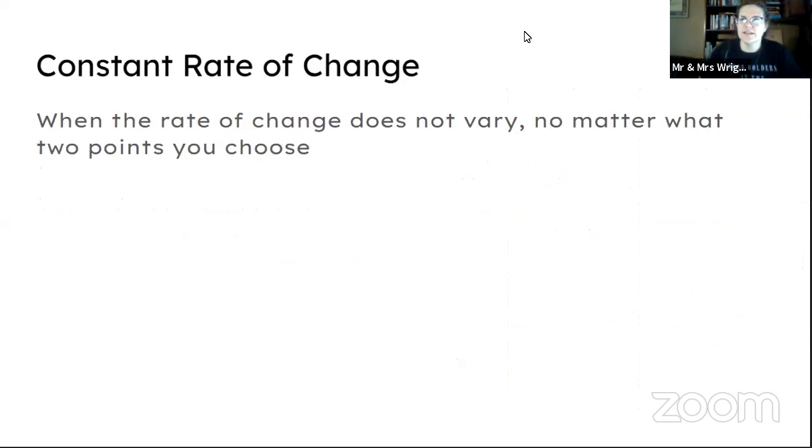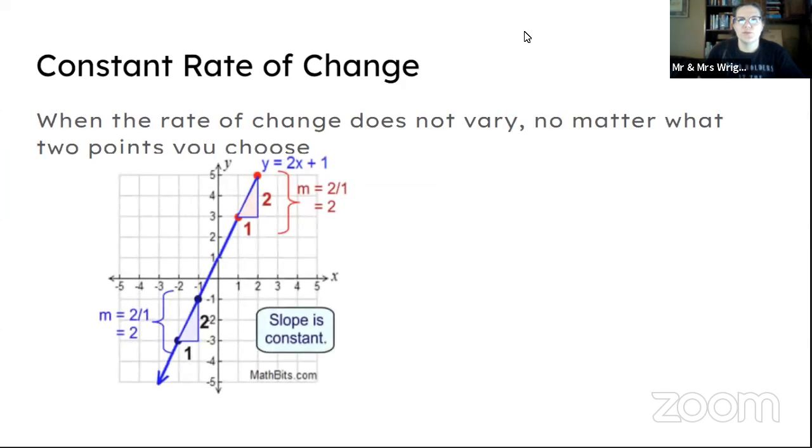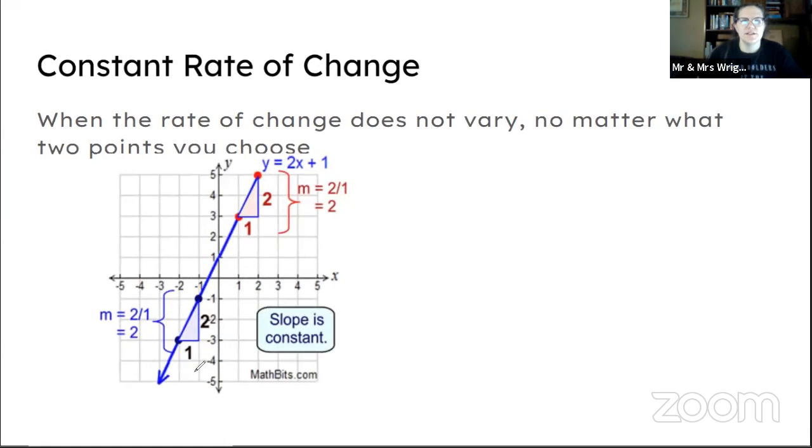Now, if you noticed, that graph that we were just looking at did not have a constant rate of change. You could have picked 2 different points on the graph and you would have gotten a different rate of change. A constant rate of change is when the rate of change does not vary, no matter what 2 points you choose. And we usually see this when we get into linear graphs or the graph of a line. So here we have a linear graph, and we've chosen here in red 2 points. The vertical change is 2, and the horizontal change is 1. So 2 over 1 reduces down to 2.